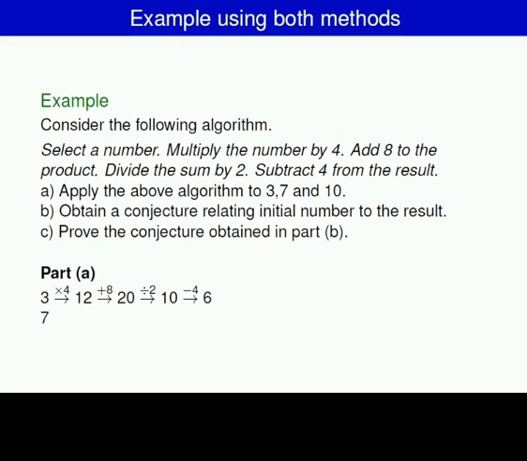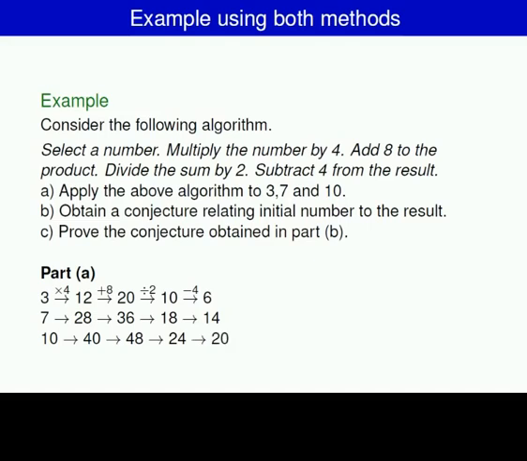For 7, we do the same things. First we get 28, multiplying by 4. Add 8, 36. Divide by 2, 18. Subtract 4, we get 14. For 10, similarly, multiply by 4 gives 40. Add 8, 48, divide by 2, 24, subtract 4, we get 20.